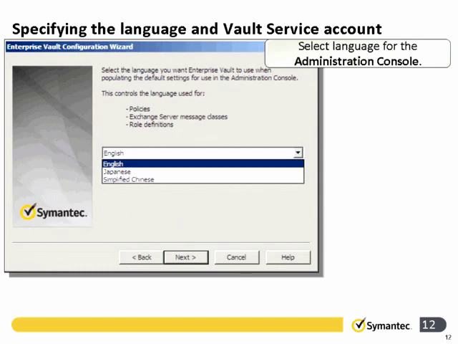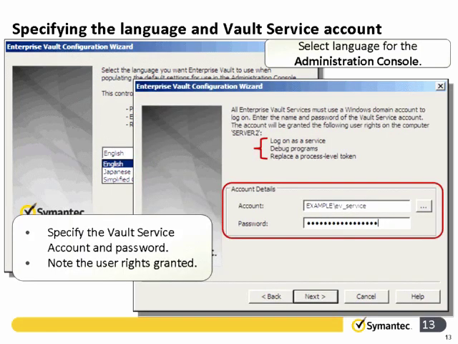Once you've selected yes to create the new directory, which means it's going to create the new directory database, it then asks you for the language that you wish to use. By default, currently, we have 3 supported languages: English, Japanese, and simplified Chinese. Once you specify the language that you want to use with the Enterprise Vault Administration Console, we will then go through and specify the specifics associated with the Vault Service account.